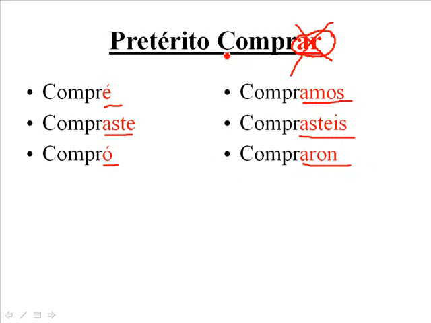So, if our verb is comprar, we take off the AR, it's going to be compré, compraste, compró, compramos, comprasteis, compraron. Now remember, they must have their accents. If we don't use the accents here, what does this look like? Compro. Compro is I buy in the present. So accents are important. They do change the meaning of words.